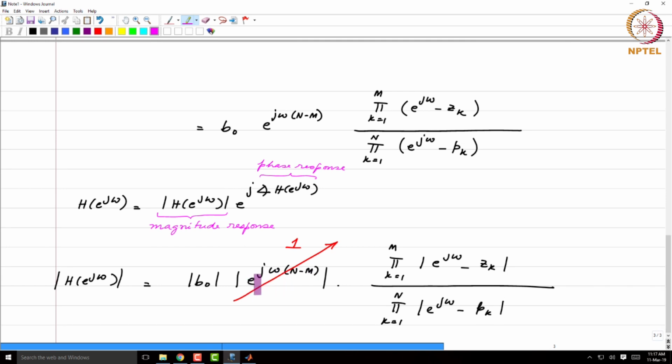And hence, you see that this factor, which is contributed either by trivial poles or trivial zeros as the case may be, does not contribute to the magnitude response. This is precisely the reason why poles or zeros at the origin are called trivial poles or trivial zeros, because they do not contribute to the magnitude frequency response. However, later we will see that they will indeed contribute to the phase response. You cannot have a term like z to the n minus m and not contribute to both magnitude and phase. So, it does not contribute to the magnitude, but it will certainly contribute to the phase.